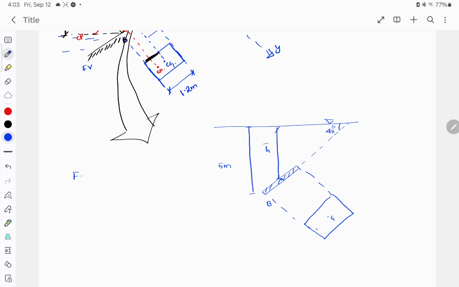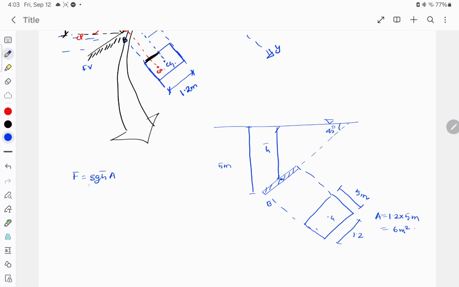Our formula for force is how much? Rho g h bar into area. Area is simple. If this is 5 meters of this and this is 1.2 meters, then area is simple. Area is 1.2 into 5 meters. So 6 meters square. Okay.